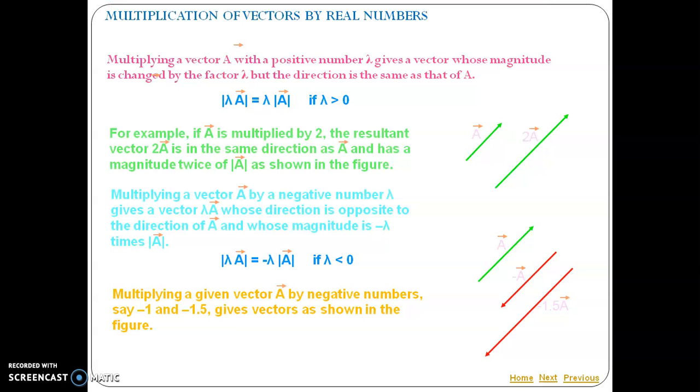So when the real number is negative, the direction of the vector becomes opposite to the initial one, and if the real number is positive, then the direction remains the same as the initial one. So you can see this as multiplication of vector by real number, or simply you can say multiplication of a number by scalar. We will see multiplication of vector with vector in our next video.